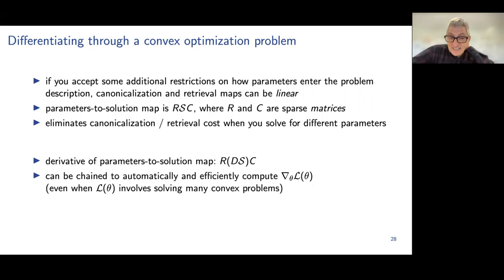So that's the idea. Now, obviously, the derivative of the linear parts is just themselves, right? So all you have to do is differentiate through the solution of a convex optimization problem. I'm not going to talk about that. It's an interesting topic.